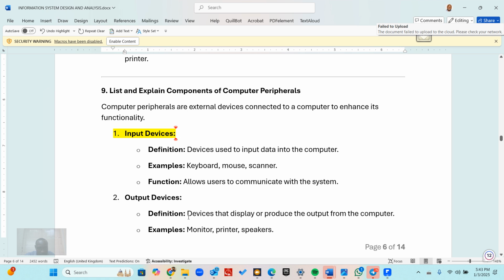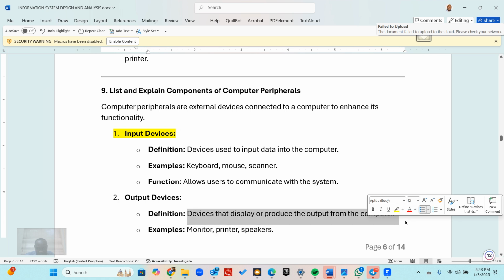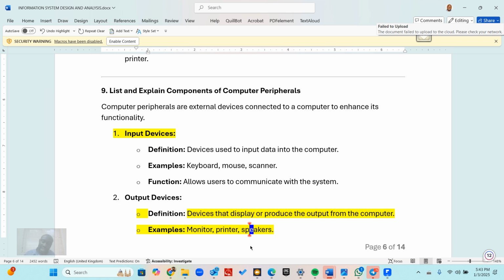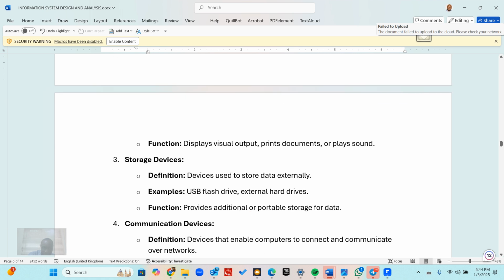So that's why they say devices that display and produce output from computer. That's monitor, printers, and speakers. So I'm speaking right now. The speakers are taking in inputs. And so some can perform dual function because the earphones now are taking in what I'm saying and then the speakers will bring it out. So this is for output. The function displays visual output, prints documents, and plays sound.